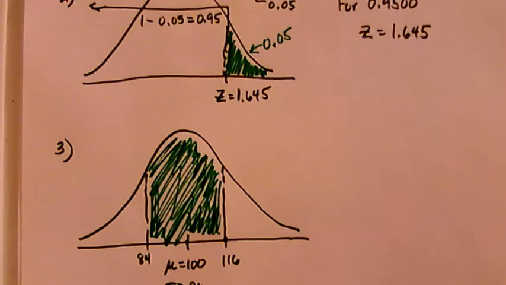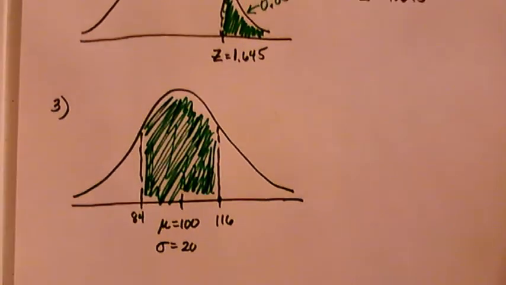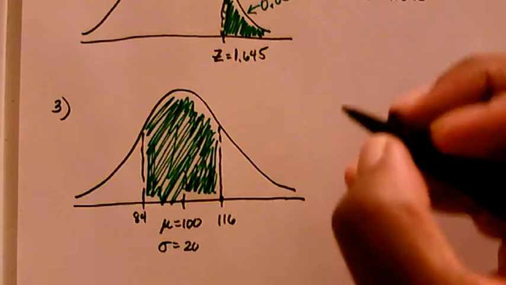First of all, we need to convert both 84 and 116 into z-scores. And then we're going to use table A-2 to find the area to the left of 84 and the area to the left of 116 and subtract those two areas.